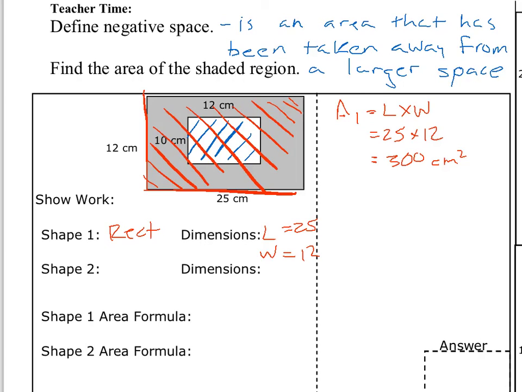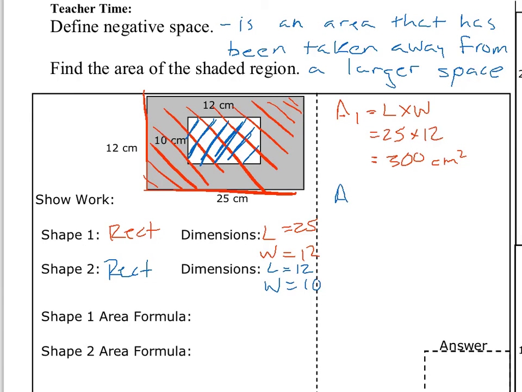Now I can also go through and think about this blue part that I've shaded here. That's my negative space. That's the part that Ricardo came and took away from my brownie tray. I want to find out how much he took away. So that's a rectangle that has a length and a width. What is the length and width of what Ricardo took away? Oscar, what is the length and width of what he took away? 10 and 12. Yeah, he took out a 12 by 10 piece.